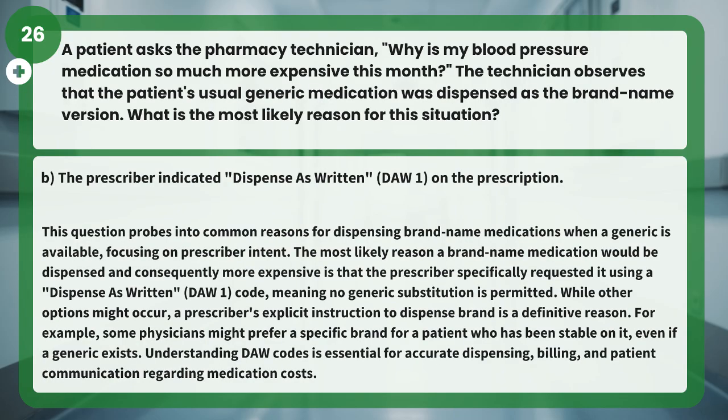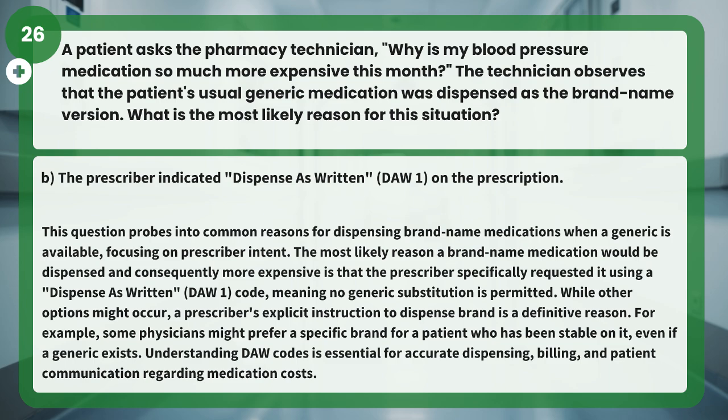Answer B. The prescriber indicated dispense as written, DAW 1, on the prescription. This question probes into common reasons for dispensing brand name medications when a generic is available, focusing on prescriber intent. The most likely reason a brand name medication would be dispensed and consequently more expensive is that the prescriber specifically requested it using a dispense as written DAW 1 code, meaning no generic substitution is permitted.